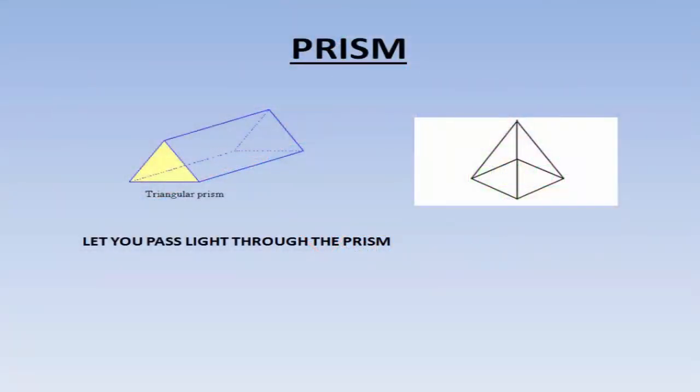Now, to understand dispersion of light, first we need to know what a prism is. A prism is a structure made up of glass. You can see here that a prism has three sides, and all these three sides are made up of glass, right? The three sides are connected together and this forms a prism. It is made up of glass.